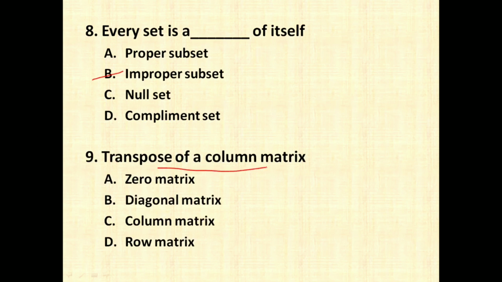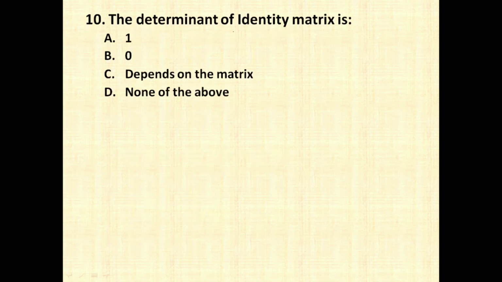Transpose of column matrix is. So whenever there is a column matrix, when you transpose that, it becomes a row matrix. So option number D, row matrix, is going to be the right option. The determinant of identity matrix is. So it is always equal to 1 and the trace is going to be N.